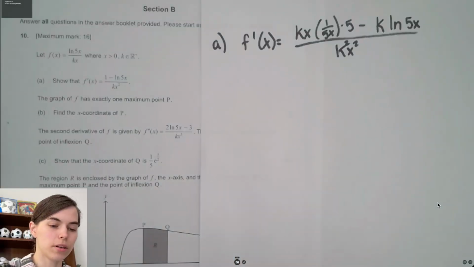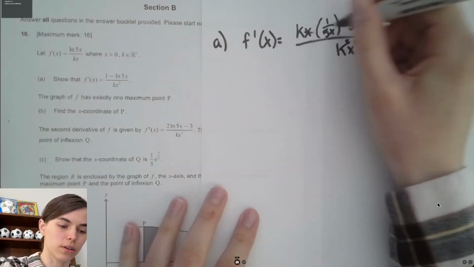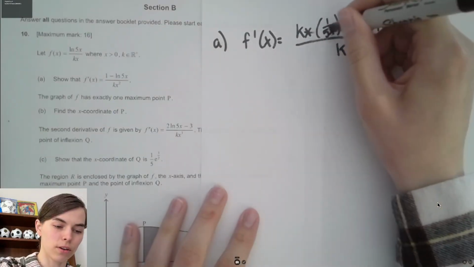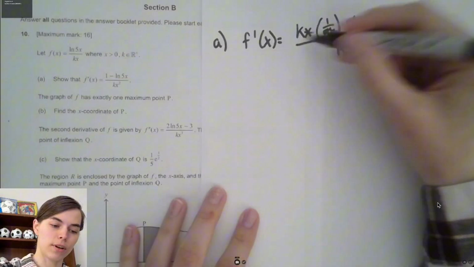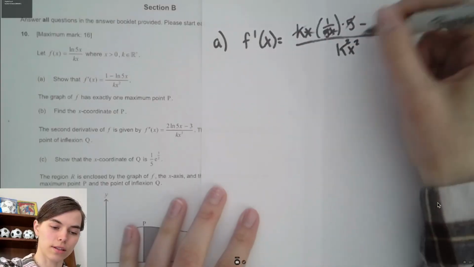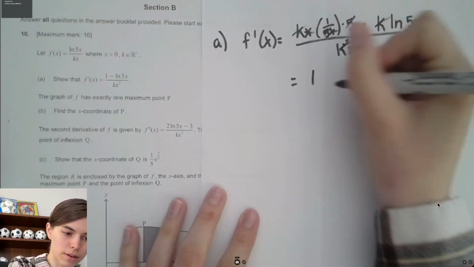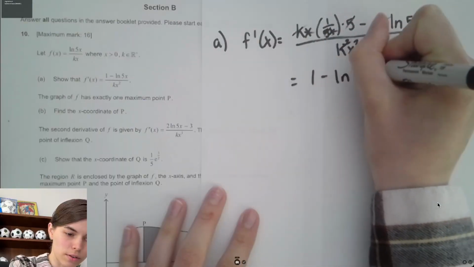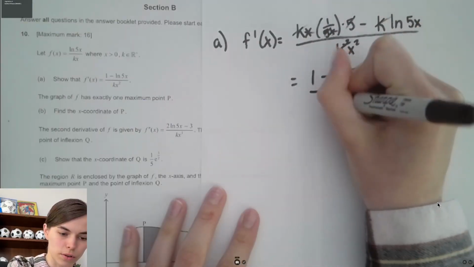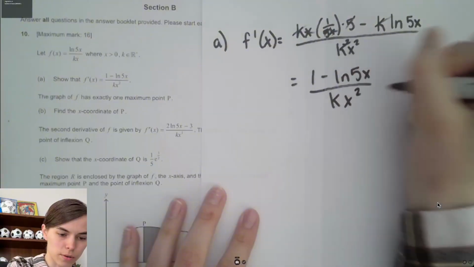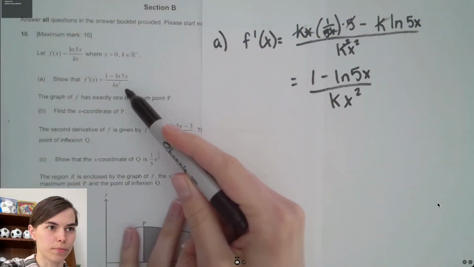We can simplify this a little bit. We have an x here and an x here. Those can cancel each other out. We have a 5 and a 5, those as well. And we have a k in each term. So take a k, take a k, take a k. So then we would just be left with 1 minus ln of 5x all over kx squared. And then there we go. That's what we just proved.